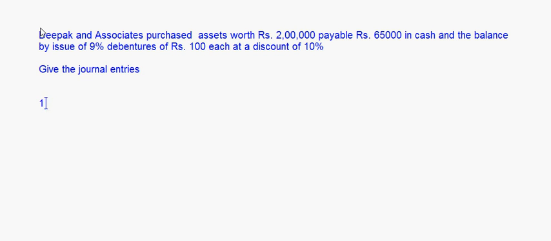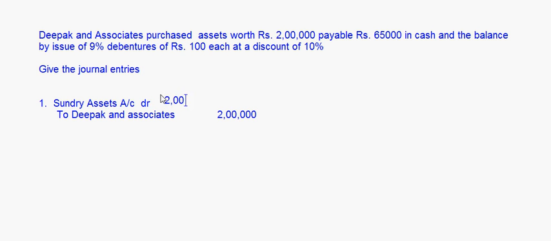Now in this case, the first entry will be sundry assets account debit to Deepak and Associates, that is the purchase consideration is 2 lakh. They have purchased it for 2 lakh, right?